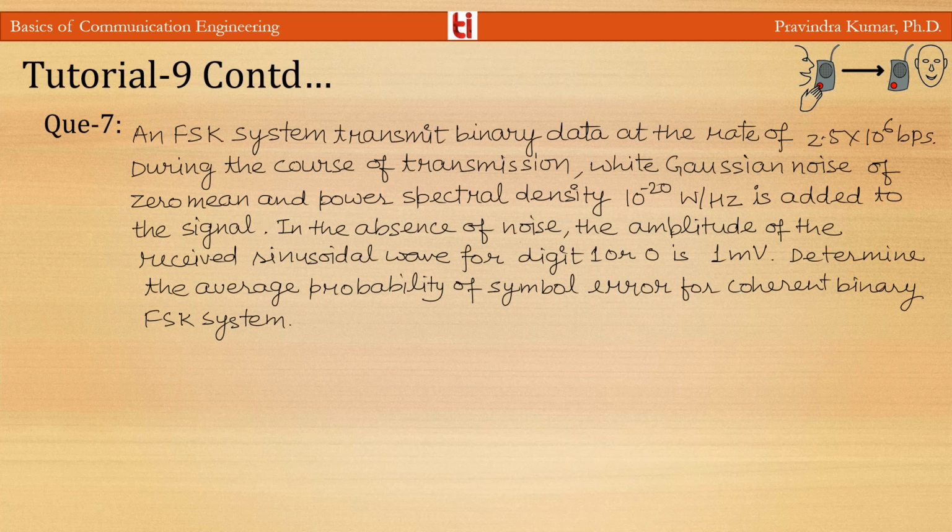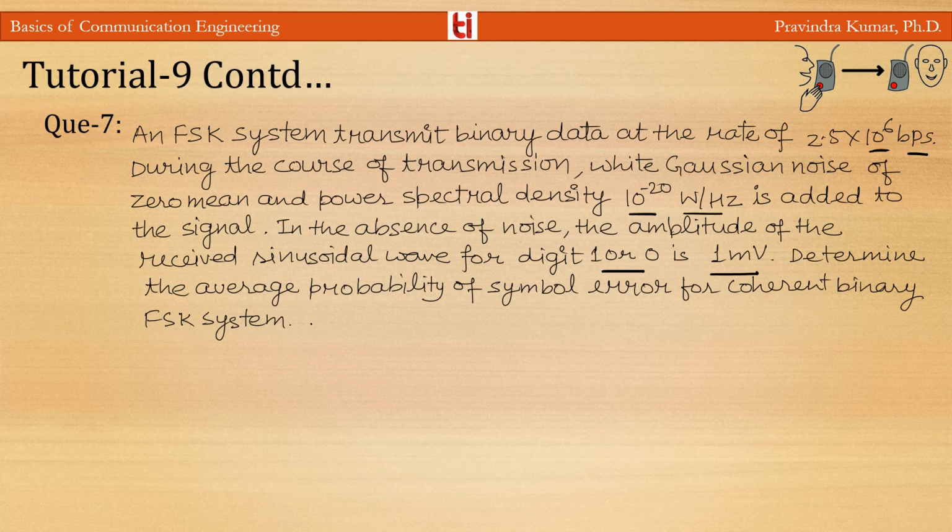Now another question. An FSK system transmits binary data at the rate of 2.5 times 10 to the power 6 bits per second. During the course of transmission, white Gaussian noise of zero mean and power spectral density 10 to the power minus 20 watts per hertz is added to the signal. In the absence of noise, the amplitude of the received sinusoidal wave for digit 1 or 0 is 1 millivolt. Determine the average probability of symbol error for a coherent binary FSK system.